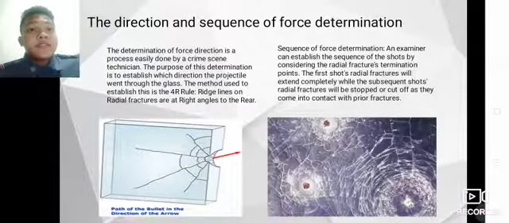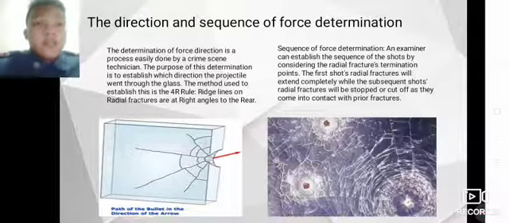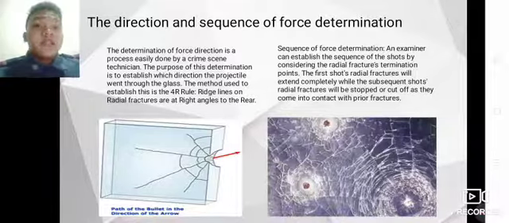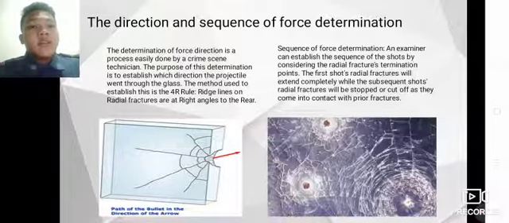Direction and sequence of force determination. Determination of force direction is a process easily done by a crime scene technician. The purpose of this determination is to establish which direction the projectile went through the glass. The method used to establish this is the 4R rule: ridge lines on radial fractures are at right angles to the rear.